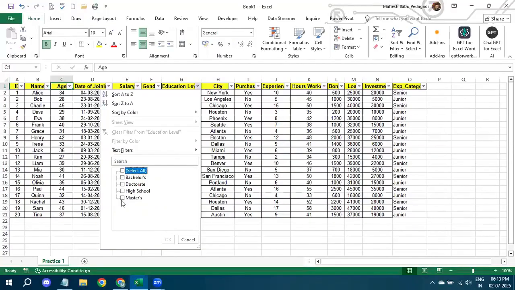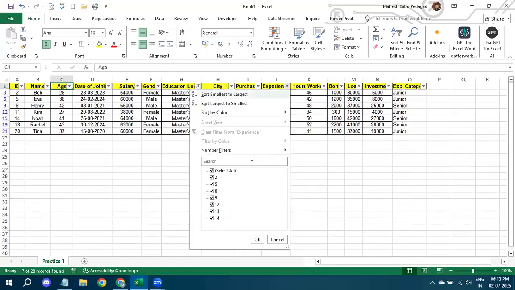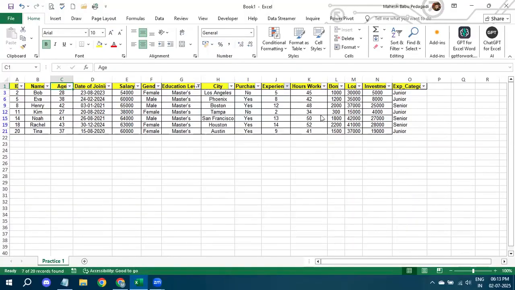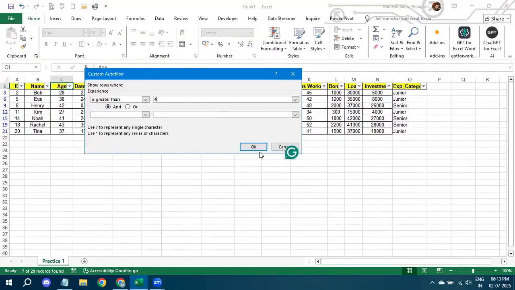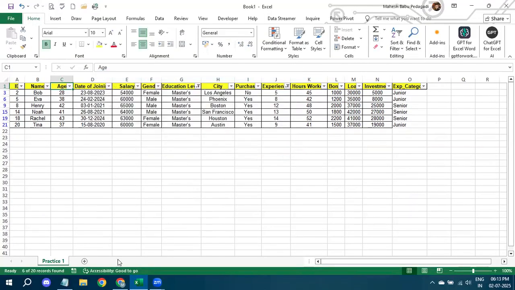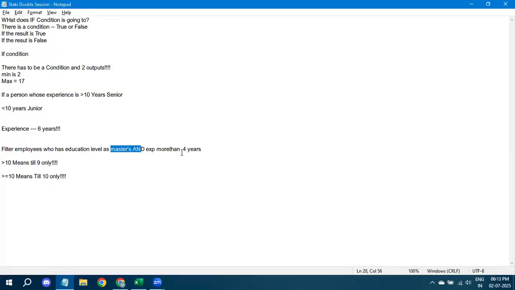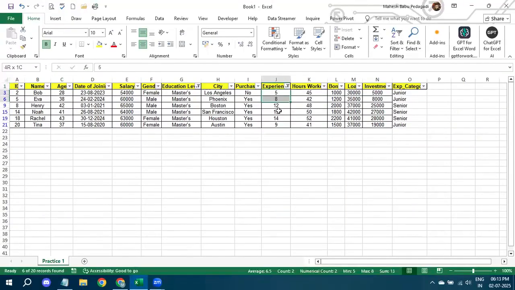Education level is masters. And who has the experience? Number filter, greater than 4 years. That is what the question talks about: more than 4 years, greater than 4 years. Were you able to see, Kaushik? This is how you can filter the data.